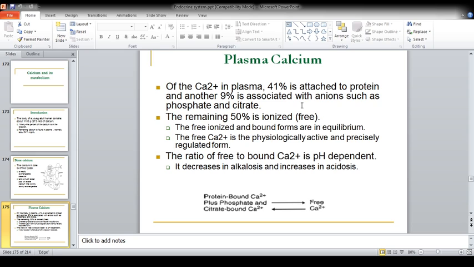The ratio of free to bound calcium is dependent on the pH of the body. It would decrease in alkalosis and increase in acidosis. So as soon as pH starts increasing, free calcium would start decreasing, and as soon as pH starts decreasing, calcium would start increasing. So protein-bound calcium plus phosphate and citrate-bound calcium would be in complete harmony with the free calcium.